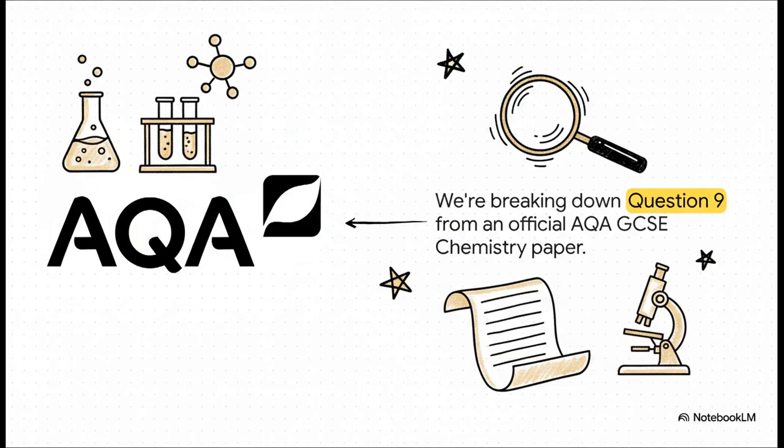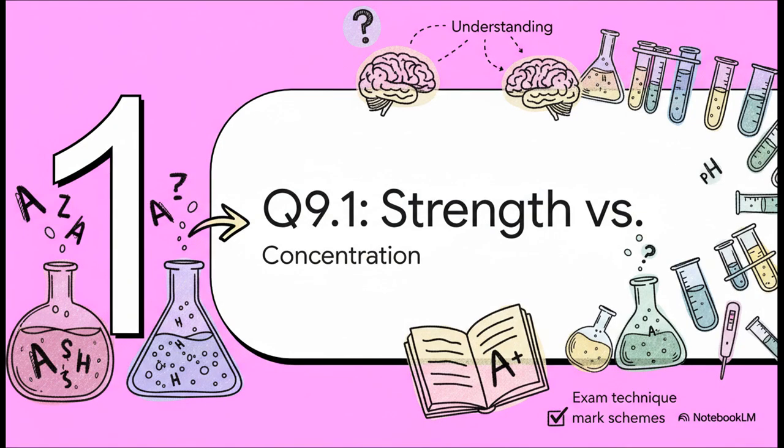And to do that, we need a real-world example, right? So we're grabbing question 9 from an actual official AQA GCSE Chemistry paper. We're going to put this thing right into the microscope and use the official mark scheme as our roadmap to the perfect answer. All right, let's jump right in with the first part, question 9.1.